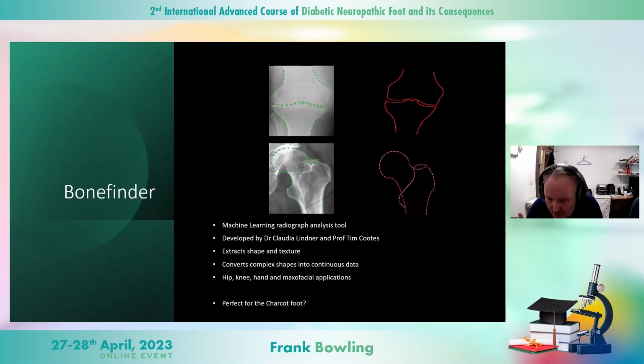We can look at any joint within the body. Obviously, from our perspective, we're looking at the foot and the ankle, but it is also used in the hip, knee, and as I mentioned, maxillofacial surgery for when they're doing maxillofacial recognition for the prosthesis or the prosthetic implants. So we've basically taken this machine modeling and adapted it to the Charcot foot to predict A, whether a Charcot foot will occur, and B, to what severity. Next slide, please.